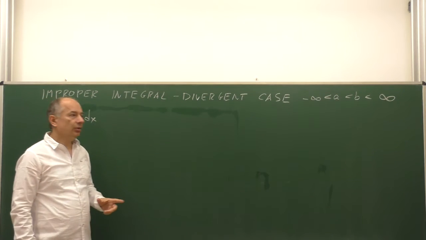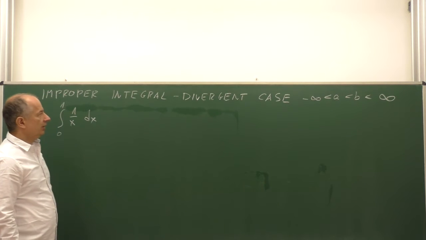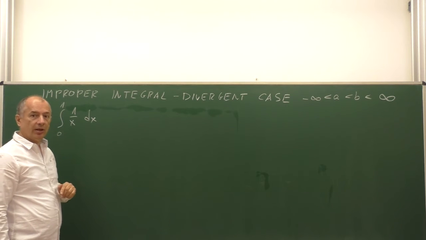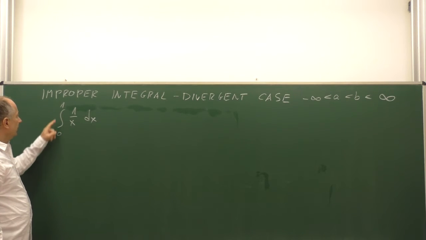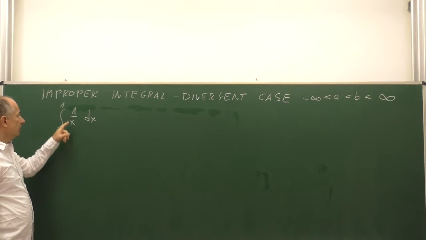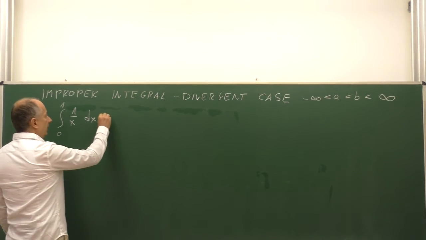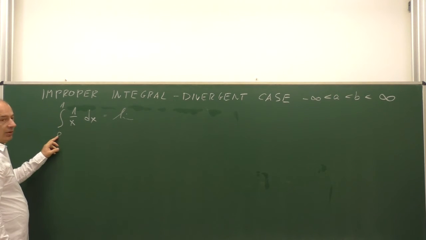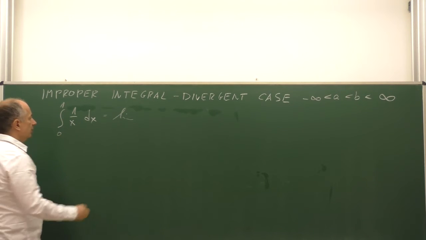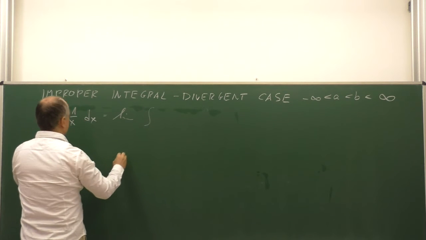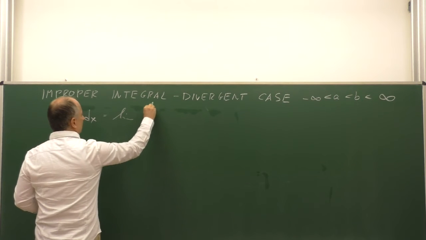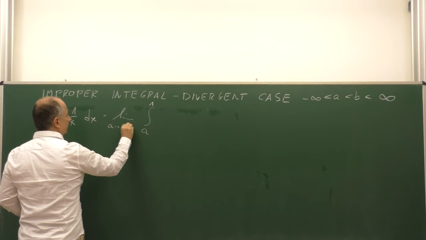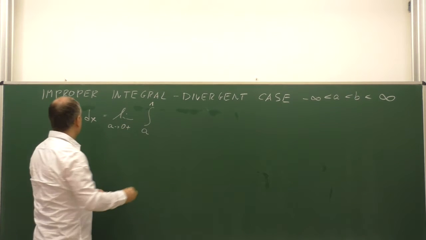Now I would like to show you a case of an improper integral that is divergent even for finite limits a and b. Consider the integral from 0 to 1 of the function 1 over x dx. In the full notation, the problem point is 0, because at 0 the function does not exist. So we don't integrate from 0 but rather from a to 1, and then we consider the limit for a approaching 0 from the right, from inside.